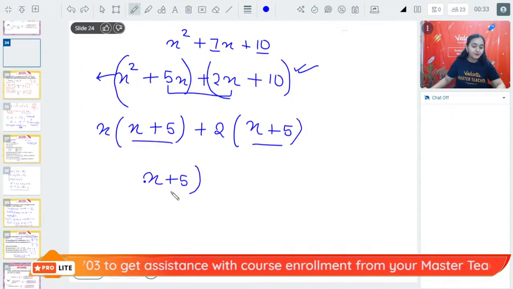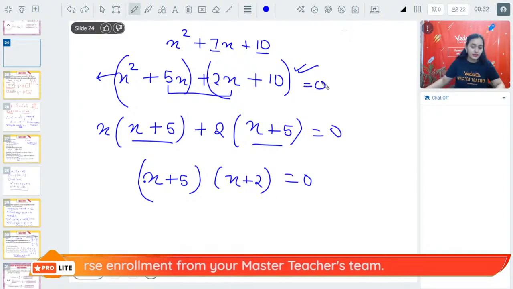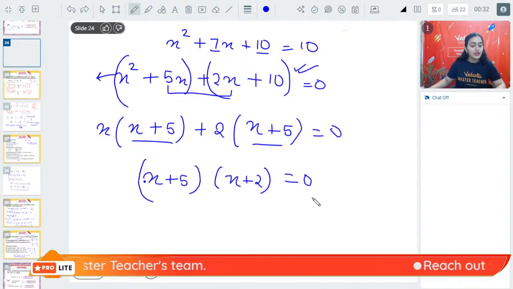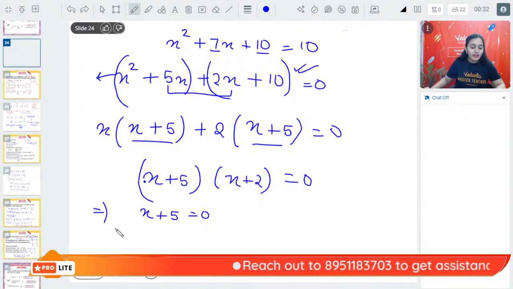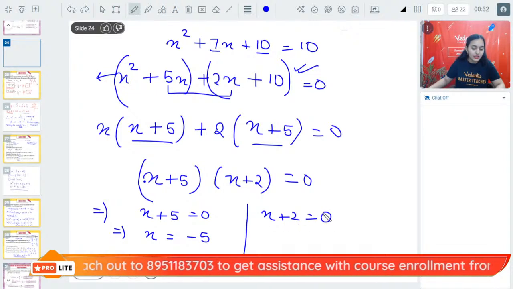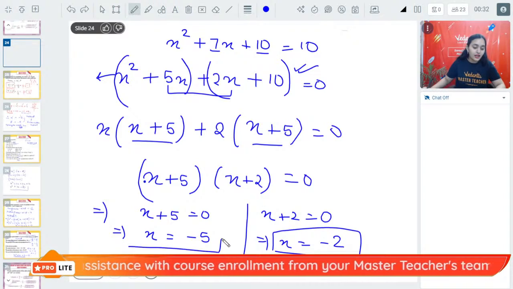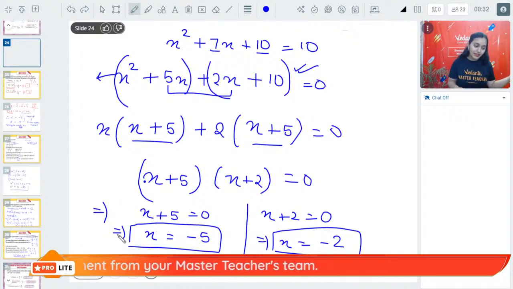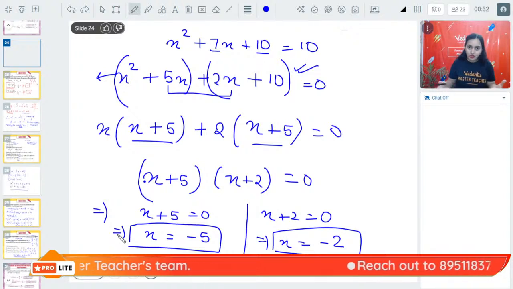x plus 5 into x plus 2 is equal to 0. That means if x plus 5 into x plus 2 is equal to 0, this implies that x plus 5 is equal to 0, so x is equal to minus 5. Also, x plus 2 is equal to 0, so x is equal to minus 2. So these are the zeros of the polynomial. So this is another method, Michelle. If you are not able to apply the previous method, apply this method for finding the zeros of a polynomial.